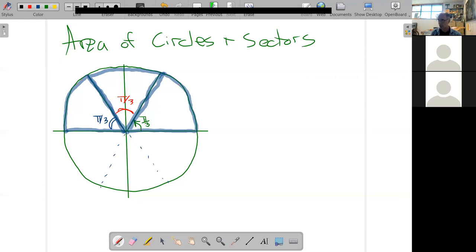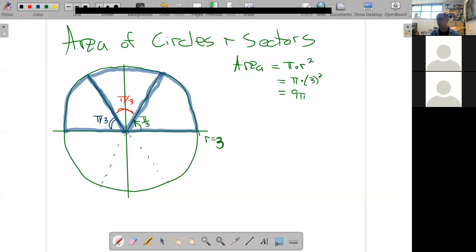Now, let's suppose this circle has a radius equal to 2. Now let's go 3, to be a little different. 3 is a nice number. The area of a circle, you might remember, is equal to pi times the radius squared. So this particular circle has an area of pi times 3 squared. 3 squared is 9, so it has an area of 9 pi.